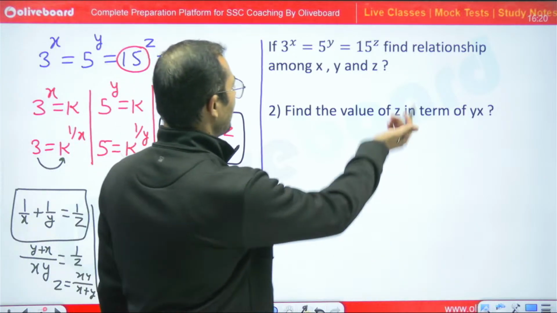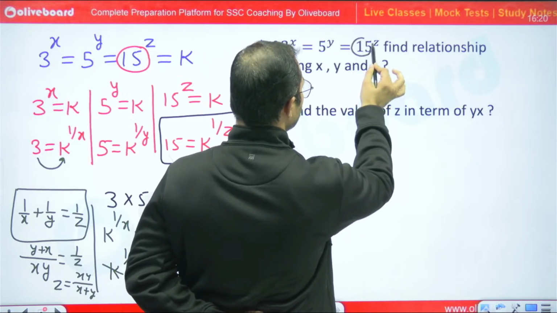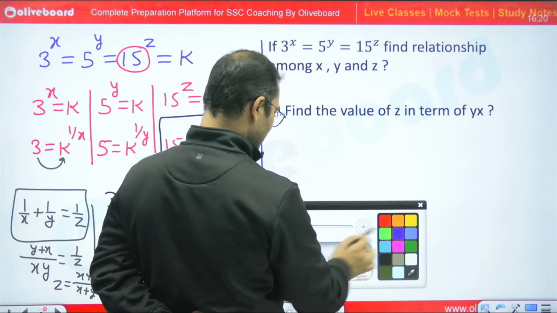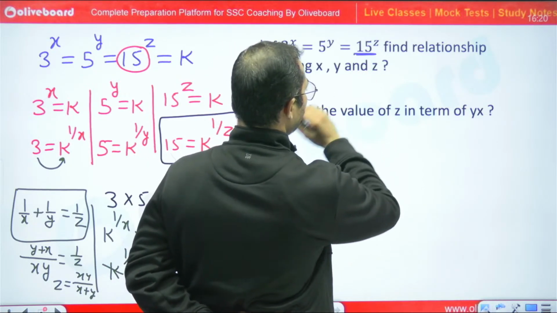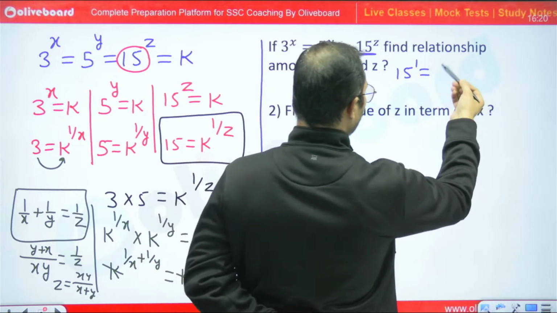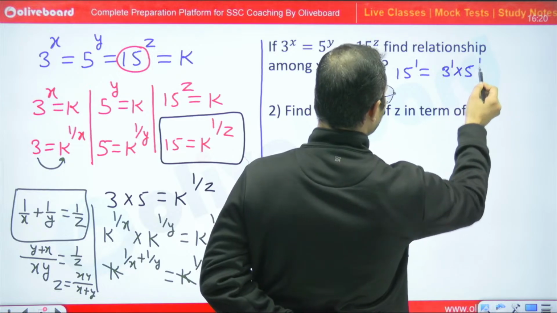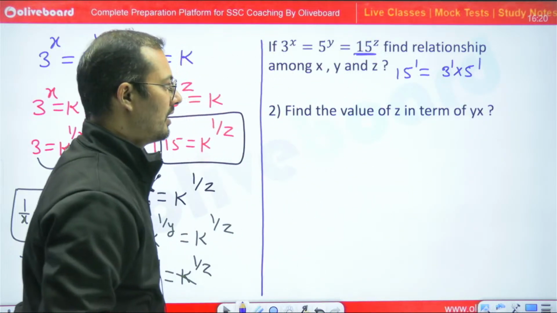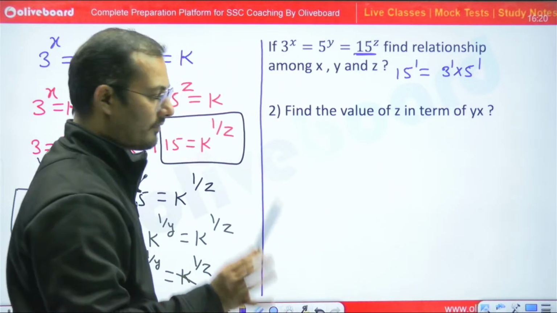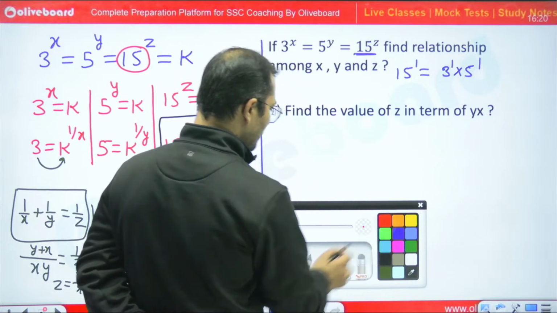See, so what is the direct approach? Just focus on the highest base. So this is the highest base, right? So we can write 15 to the power 1 is equal to, in the power form, 3 to the power 1 into 5 to the power 1. Now compare the powers, okay? The numerical power will always come in the numerator and the variable power I will take in the denominator directly. So this is the direct approach which I am going to tell you.